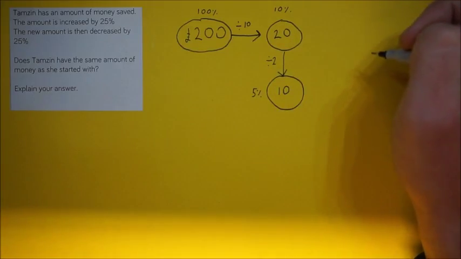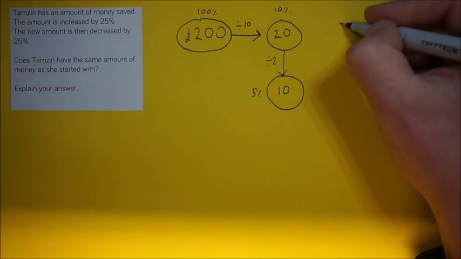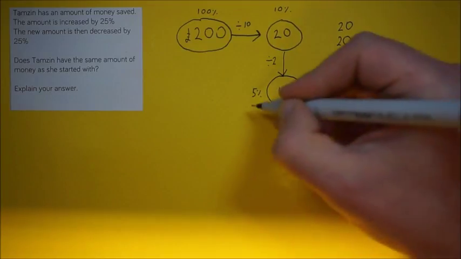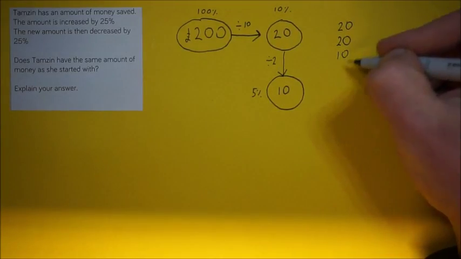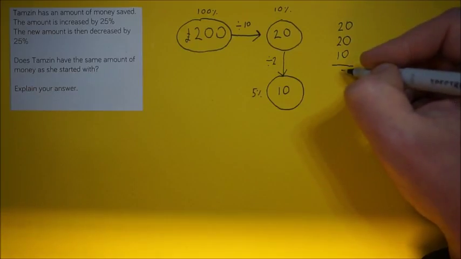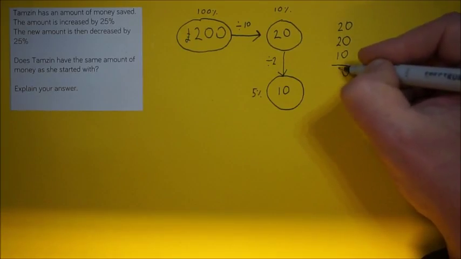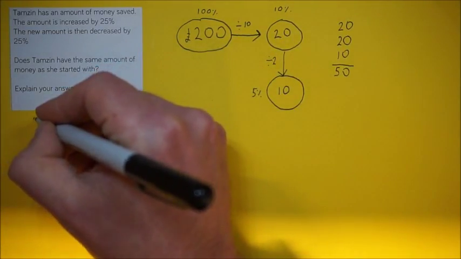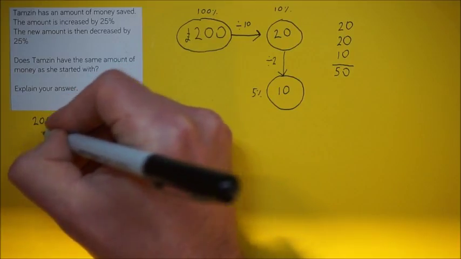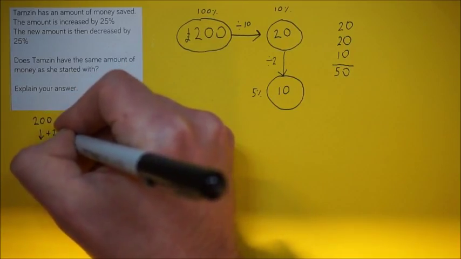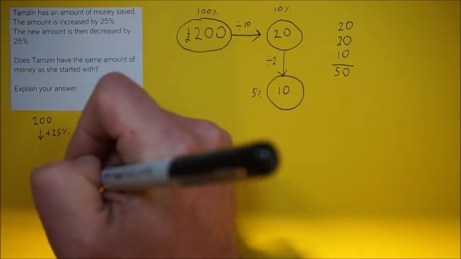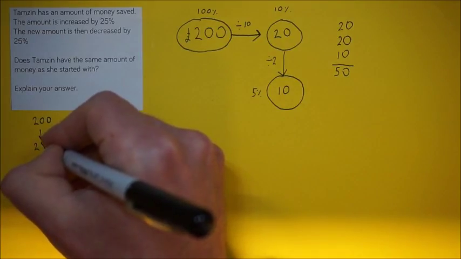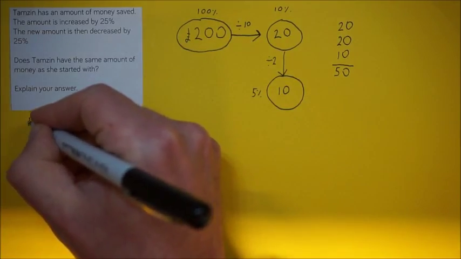So to find 25%, I'm going to take 2 lots of 10%, so that's 20 and 20, and I'm going to add the 5%, that's 10. So my 25% value is 50. So we start with 200, and if it gets increased by 25%, my new number is 200 plus the 50. It's 250.